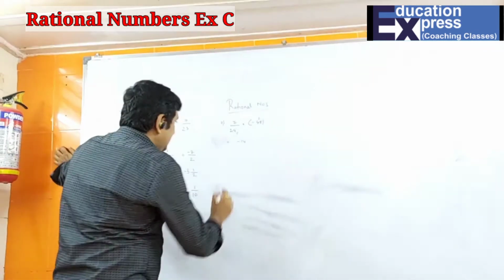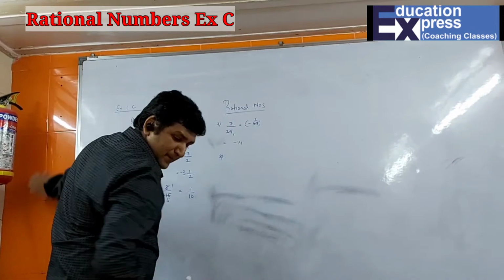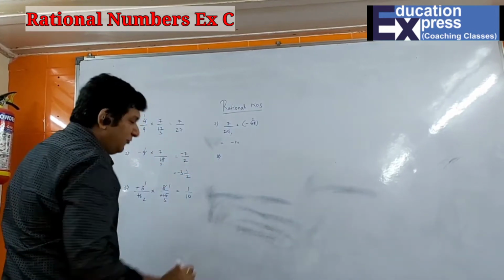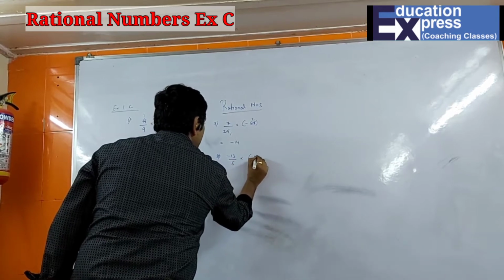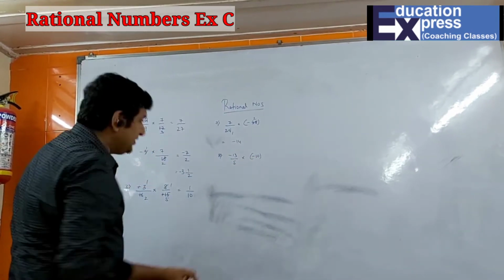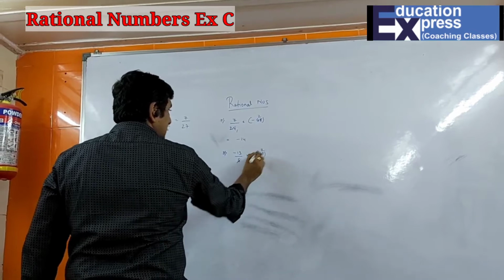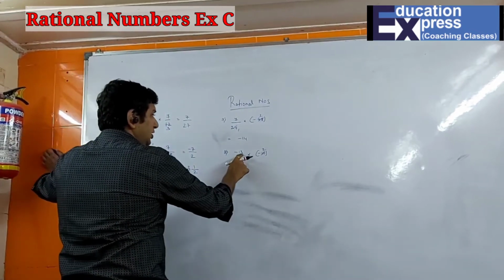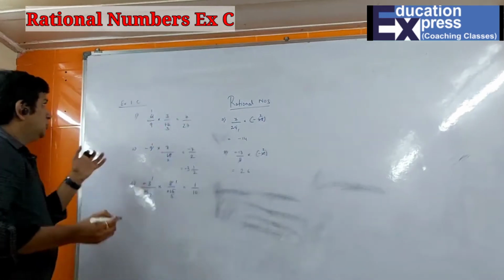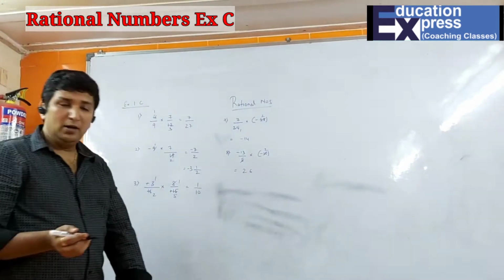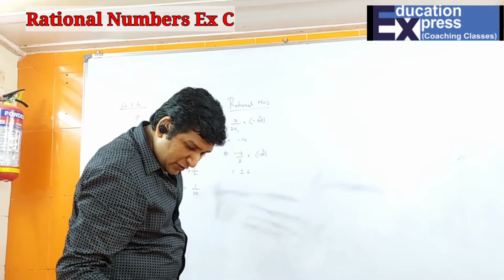Now part 8, minus 13 upon 5 into minus 10. Same way, 5 ones are, 5 twos are, nothing is left in the denominator. In the numerator we have minus 13 into minus 2. Answer is plus 26. So part 1 done. So simple.